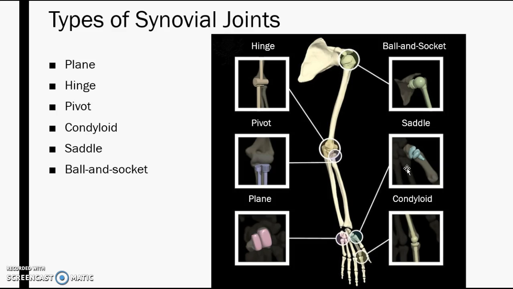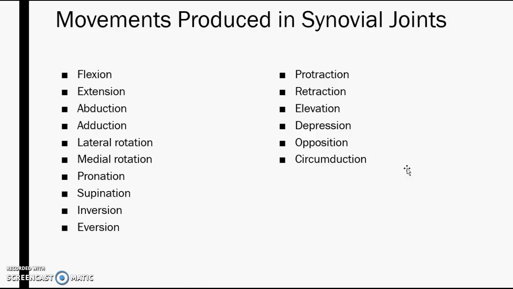Types of synovial joints: we have plane joints, hinge joints, pivot, condyloid, saddle, and ball and socket. You can see examples of each in the diagram on the right. Synovial joints, again being our most movable, are the ones that produce movements you may be familiar with, like flexion and extension, abduction and adduction, lateral and medial rotation, pronation, supination, inversion and eversion, protraction and retraction, elevation, depression, opposition, and circumduction. Those are all examples of movements produced by synovial joints.